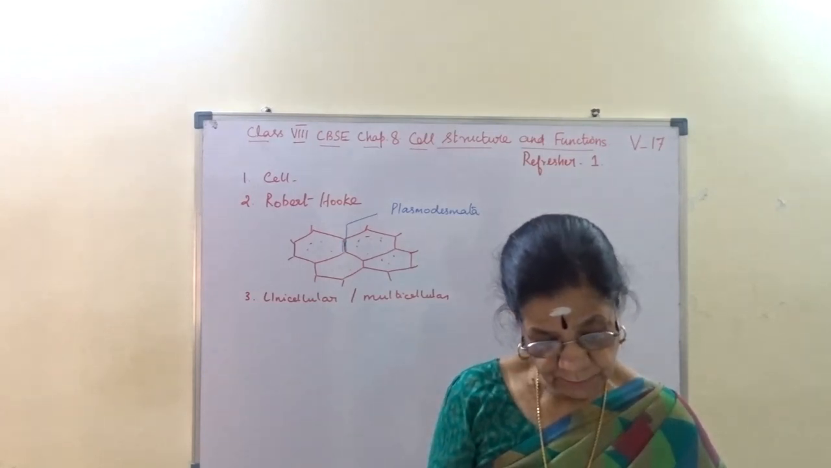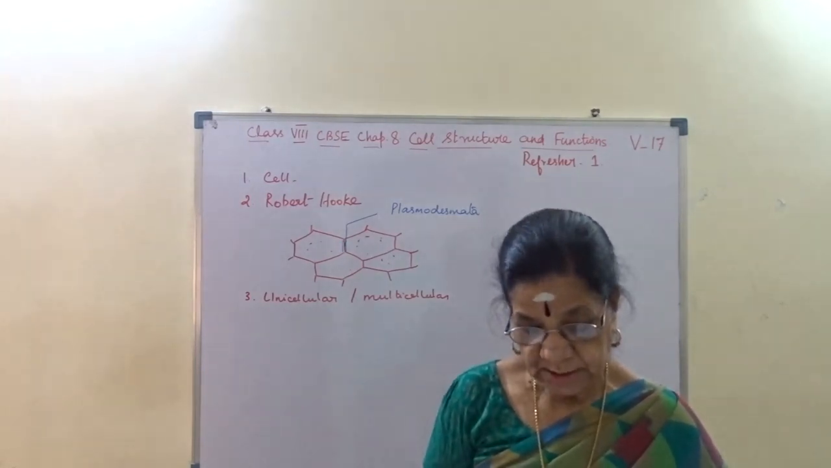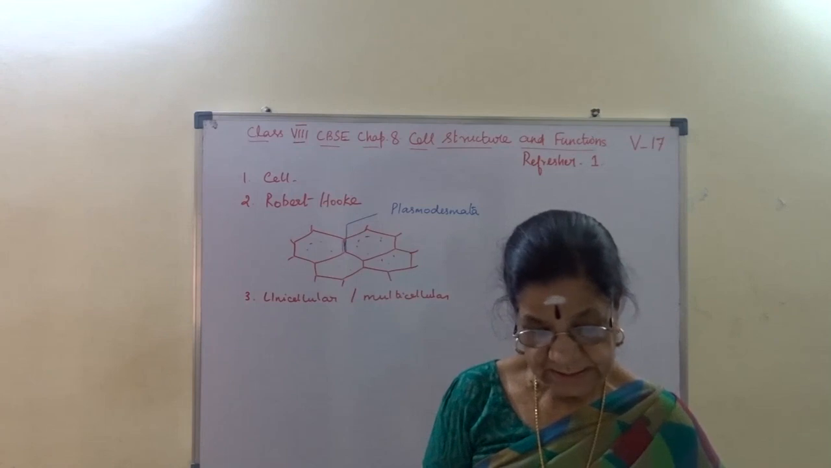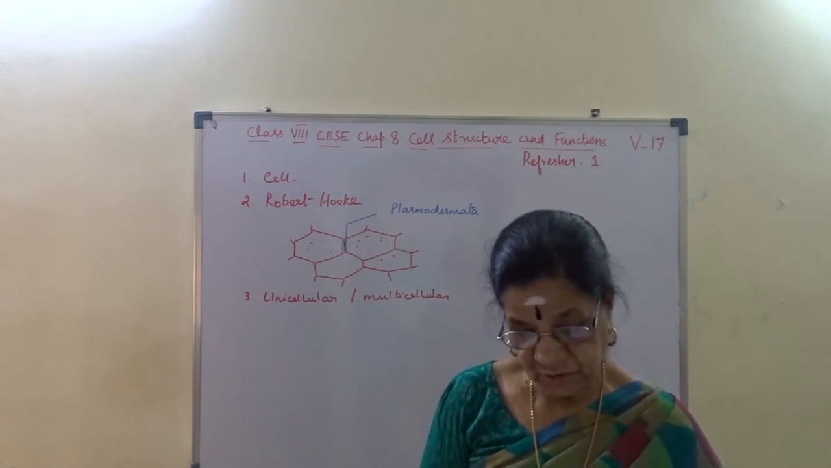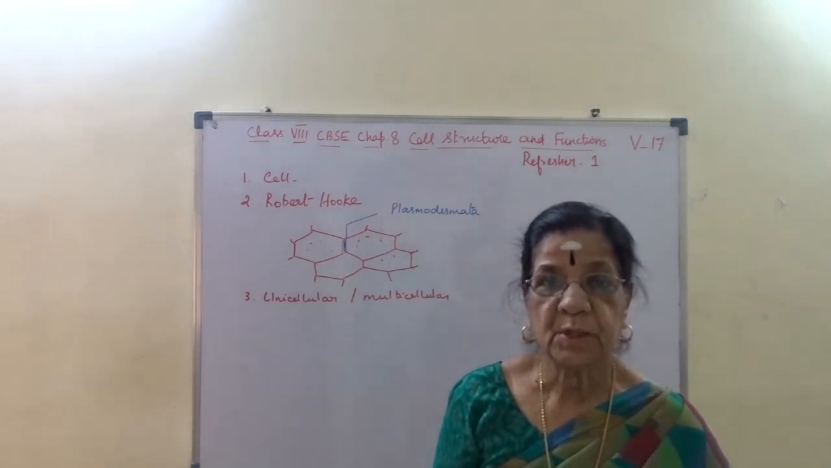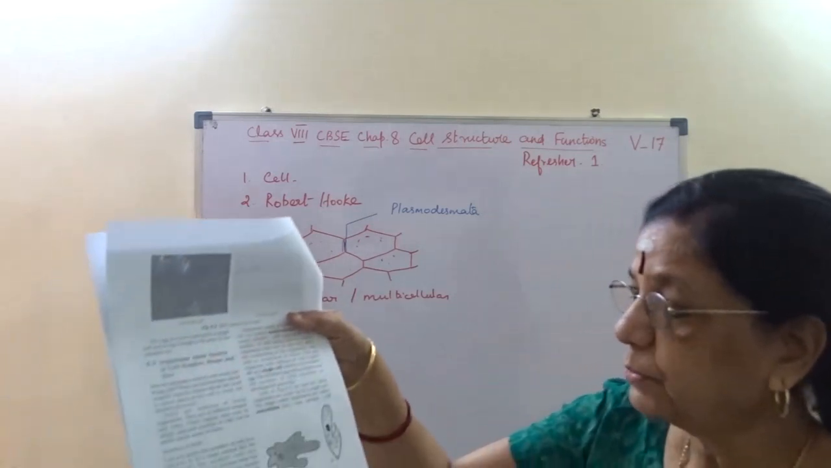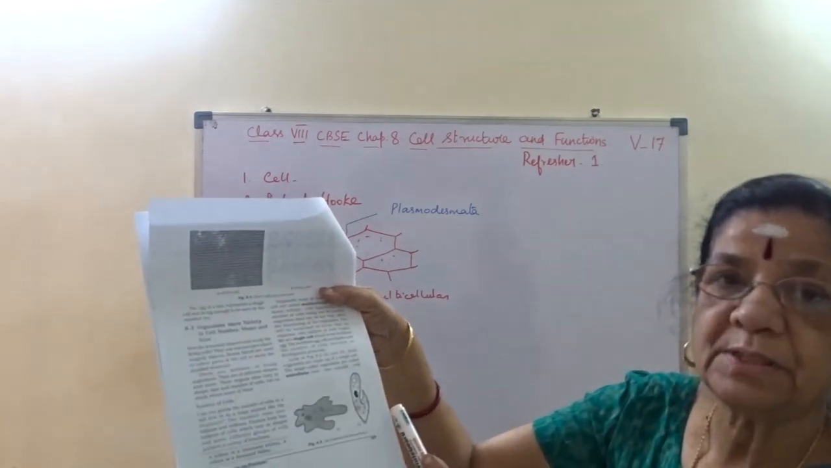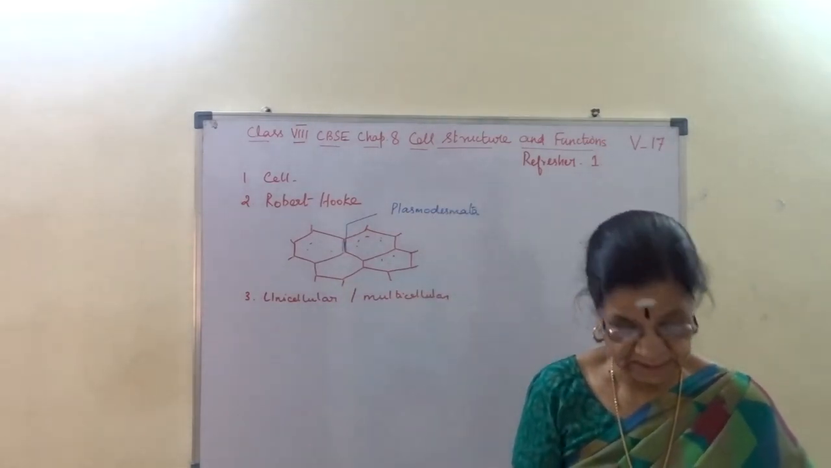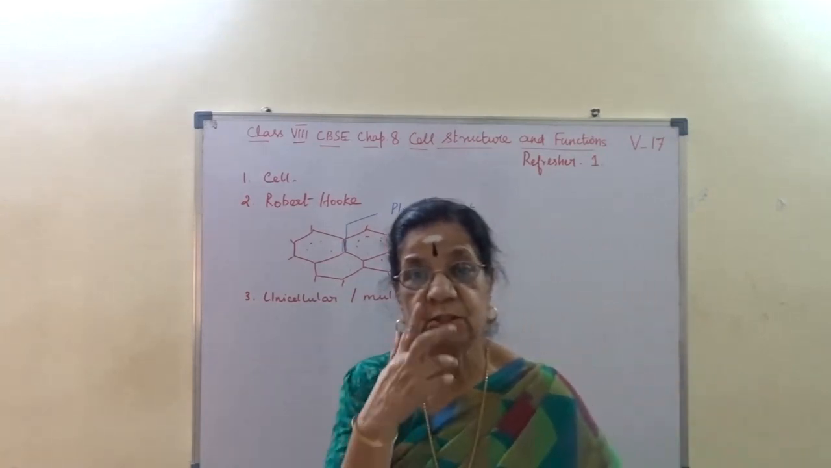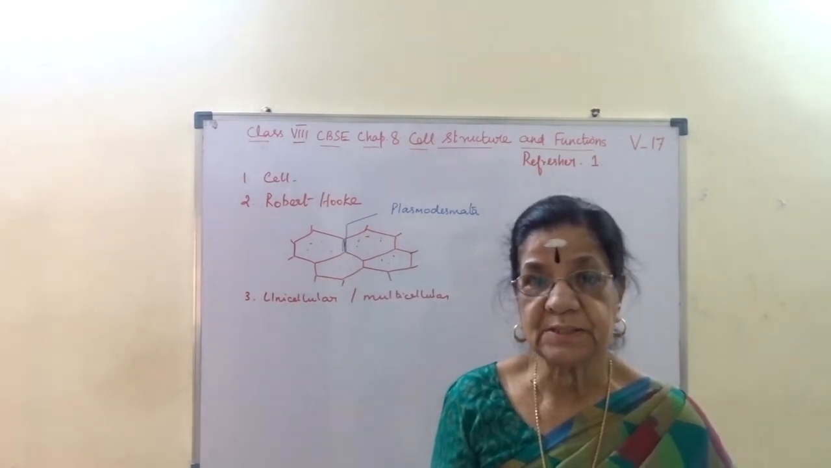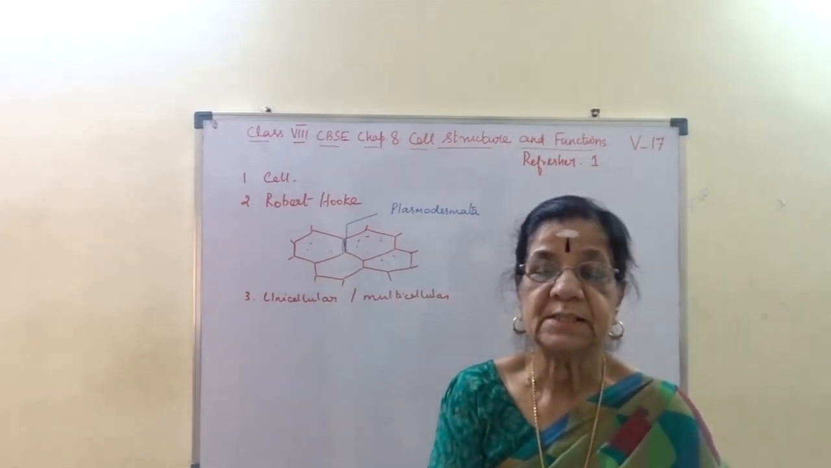The organisms which are made up of a single cell are called unicellular. Examples are amoeba and paramecium. These are the examples of unicellular organisms. Whereas multicellular are all other higher animals, multicellular in nature.